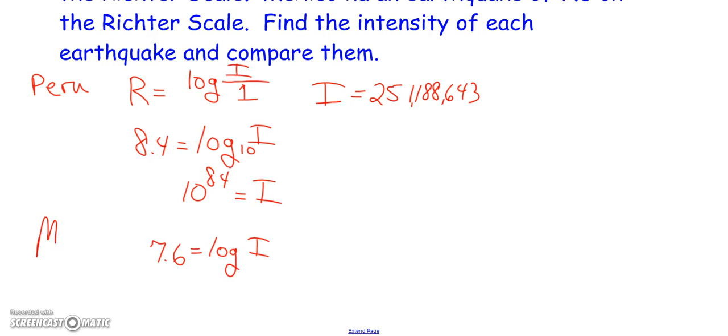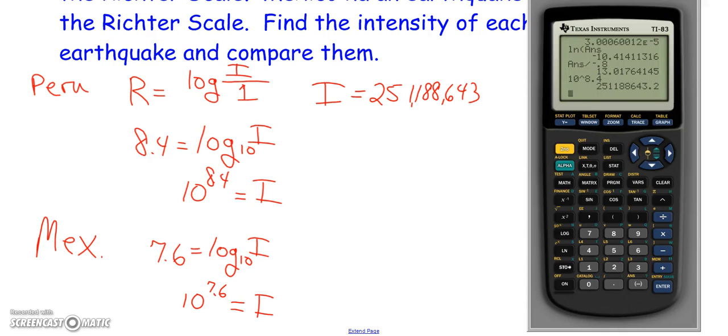Let's check out the intensity in Mexico, which is the same exact work. I think of my log base 10. I do 10 to the 7.6 to get me the intensity in Mexico. And again, that's pretty straightforward. 10 to the 7.6 comes out to be only... I mean, comparatively, this one was 251 million in terms of a registered intensity. This intensity registers only 39,810,717, 718 if you want to be super precise.